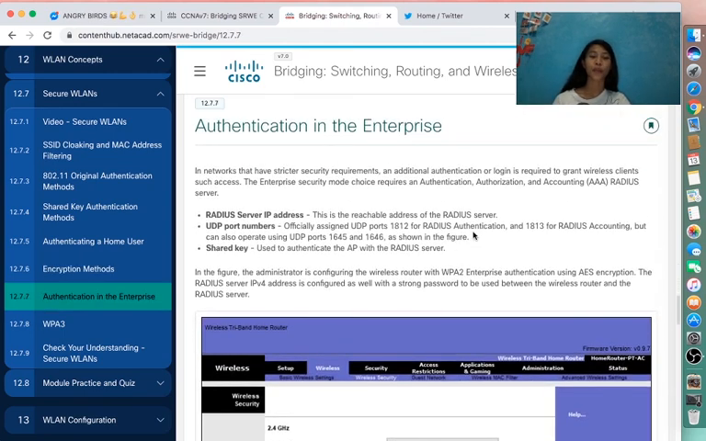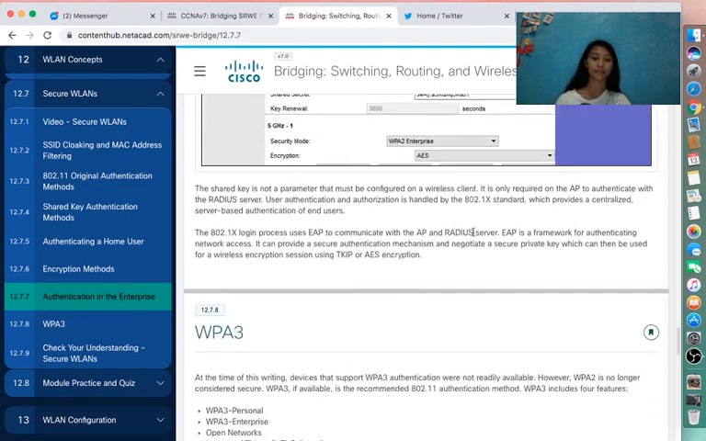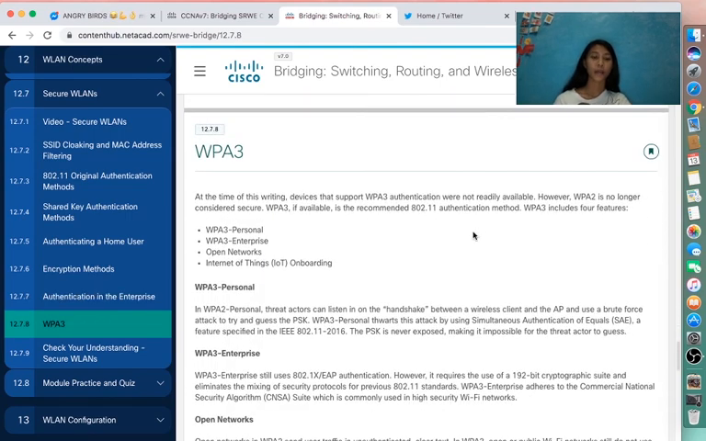Authentication in the enterprise requires a server IP address, UDP port numbers, and a shared key. Our WPA3 has personal, enterprise, open networks, and Internet of Things onboarding.